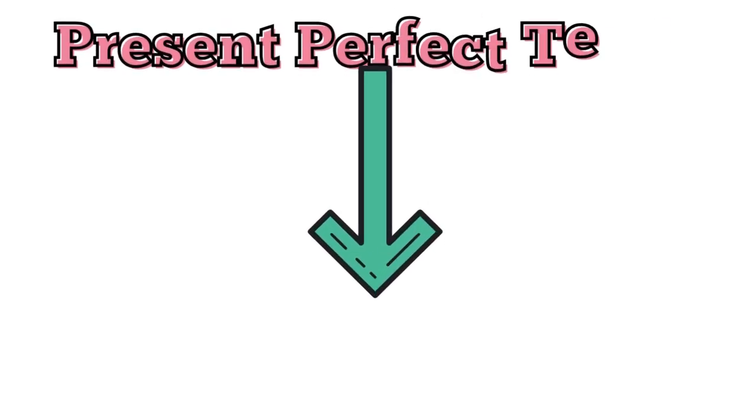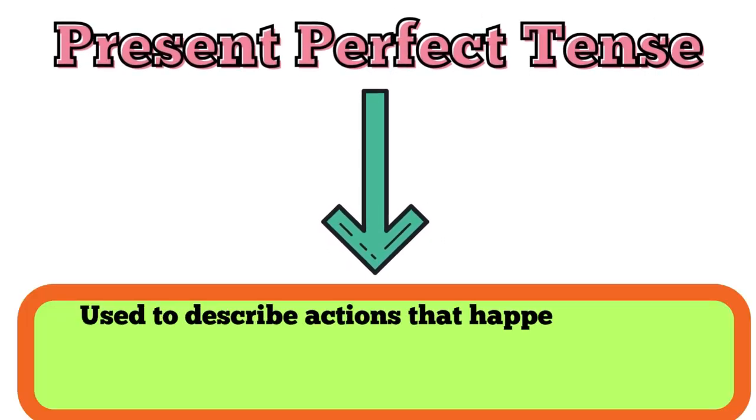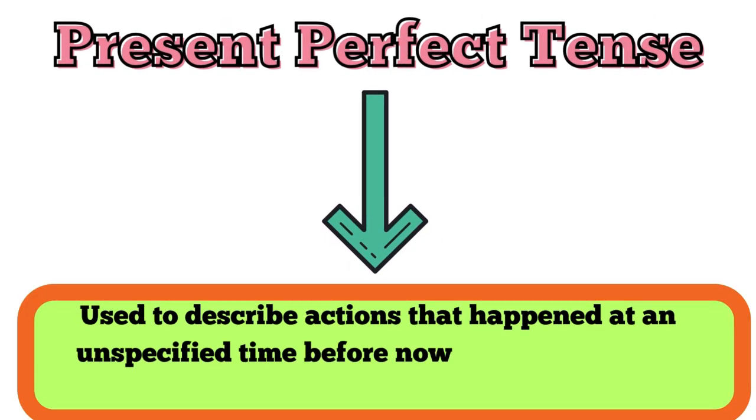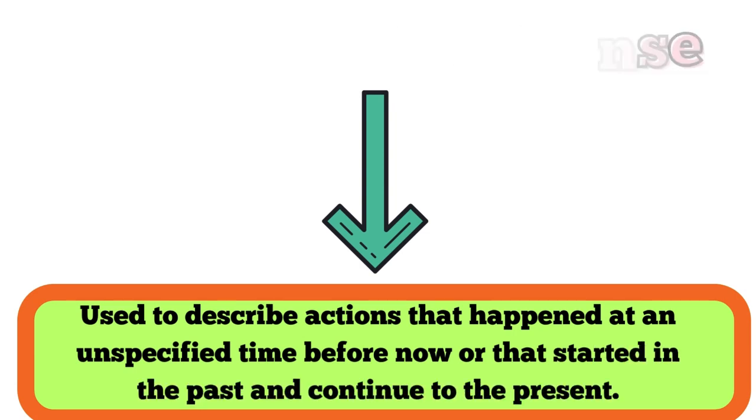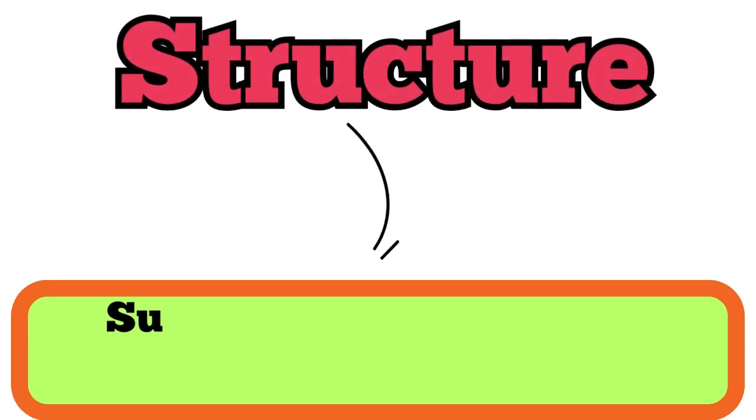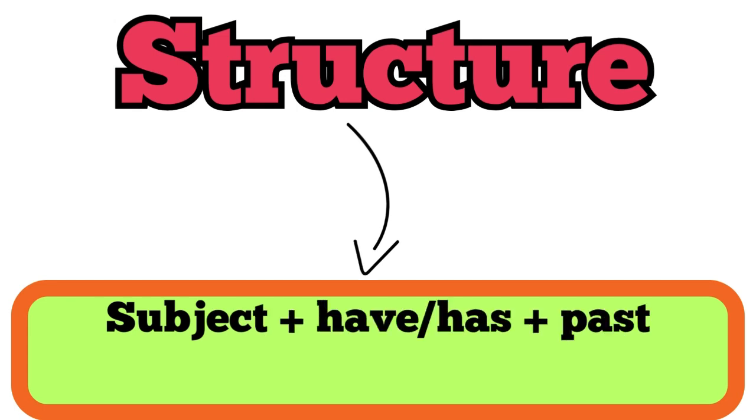Present perfect tense. Used to describe actions that happened at an unspecified time before now, or that started in the past and continue to the present. Structure: subject plus have, has plus past participle.